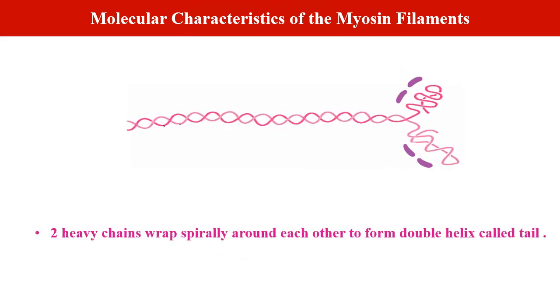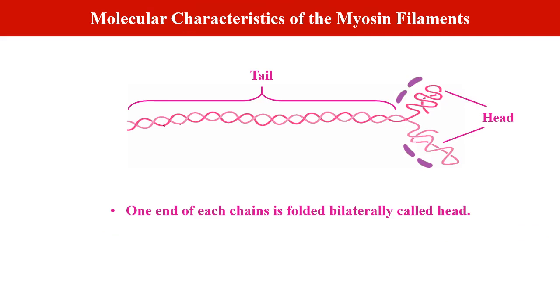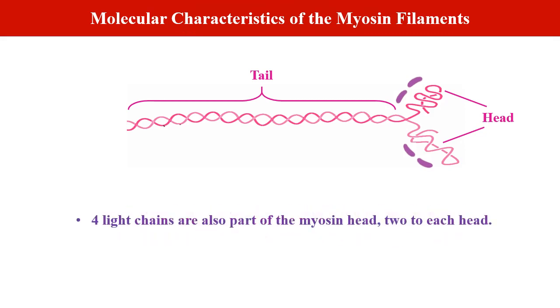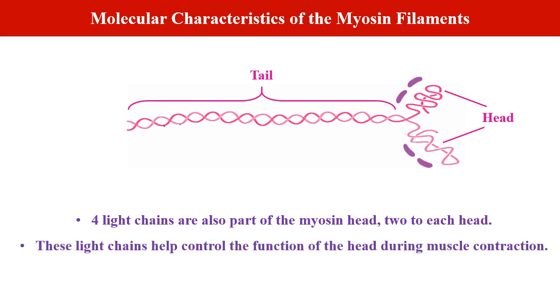2 heavy chains wrap spirally around each other to form double helix called tail. One end of each chain is folded bilaterally called head. There are 2 free heads at one end of myosin molecule. 4 light chains are also part of the myosin head. 2 light chains are attached to each head. These light chains help control the function of the head during muscle contraction.